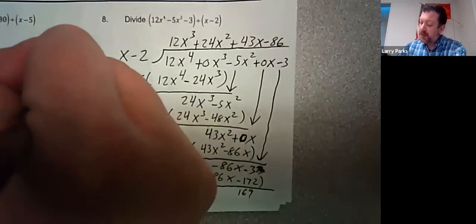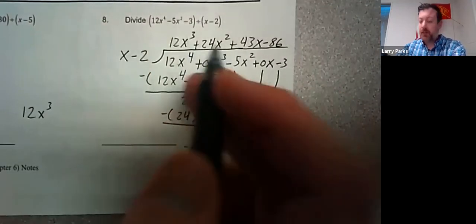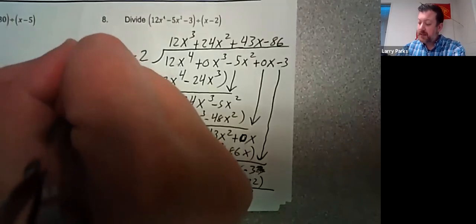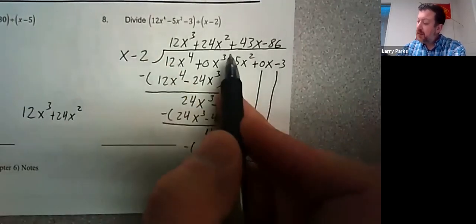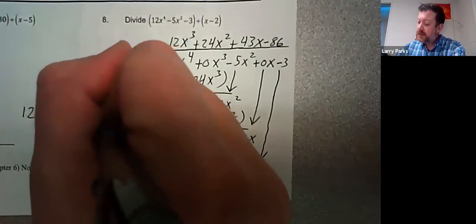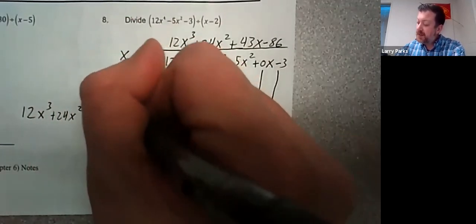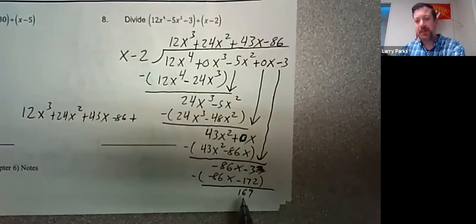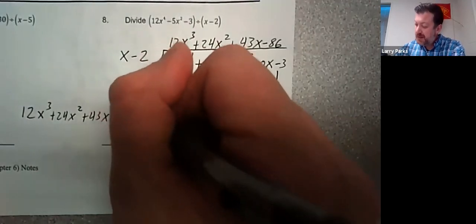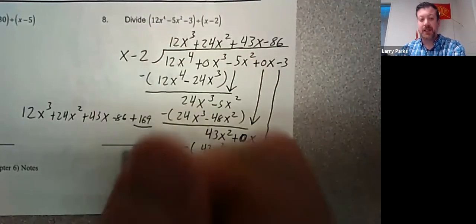So I would say 12x cubed plus 24x squared plus 43x minus 86 plus, and then you put your remainder over your divisor.